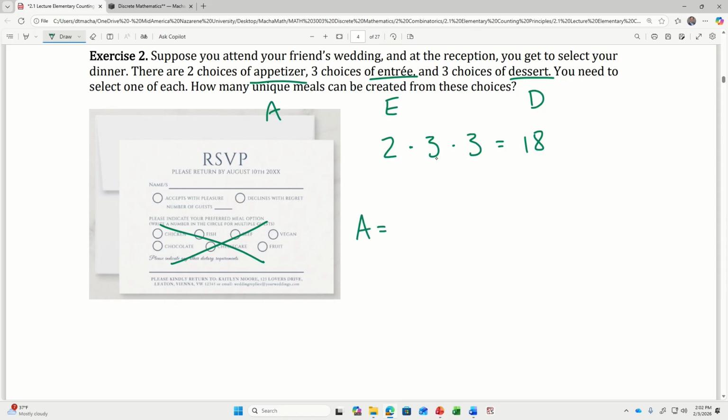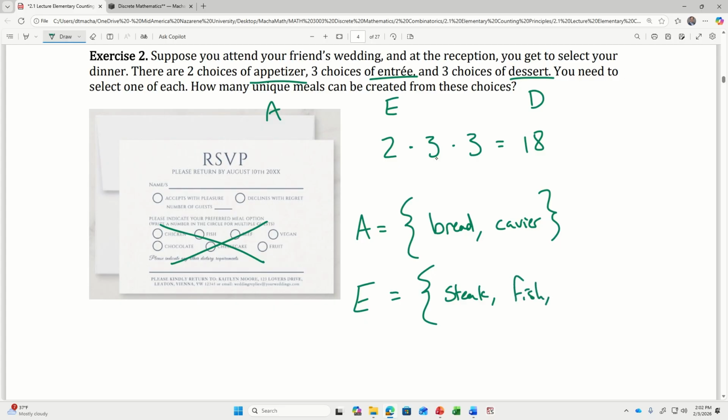Where if my set of appetizers that you're allowed to have is, I don't know, what are appetizers that you get served at a wedding? Bread and caviar. I don't know. These are going to be dumb examples because I'm thinking on my feet. But if I've got 2 appetizers and 3 entrees, steak, fish, and beans.